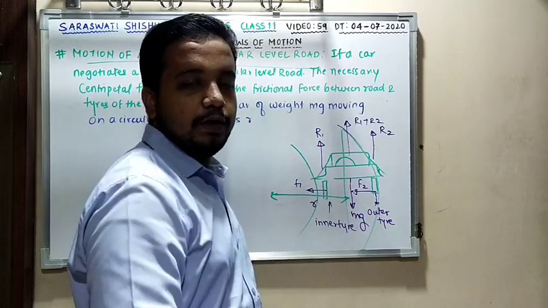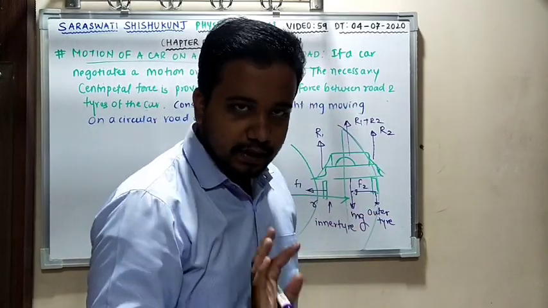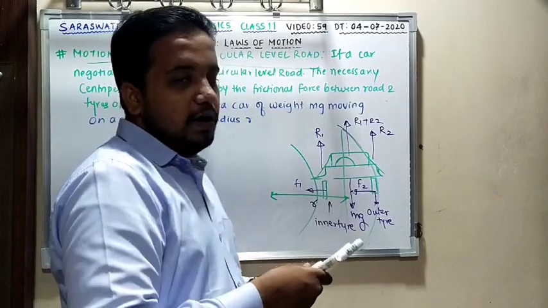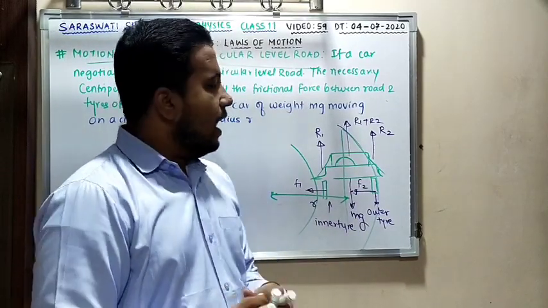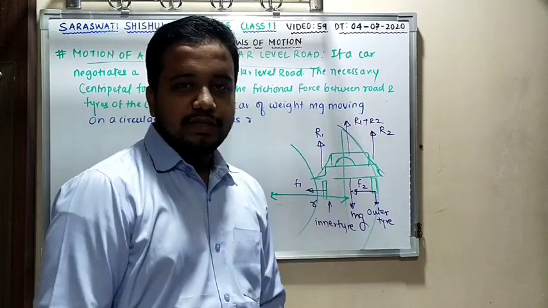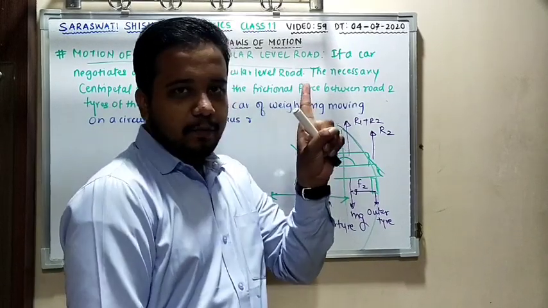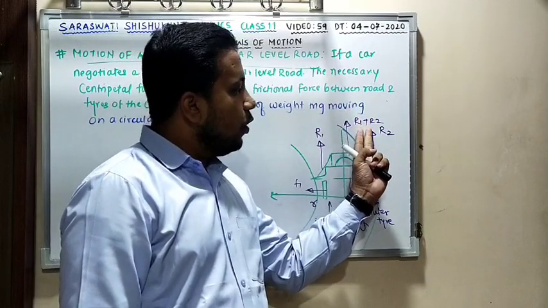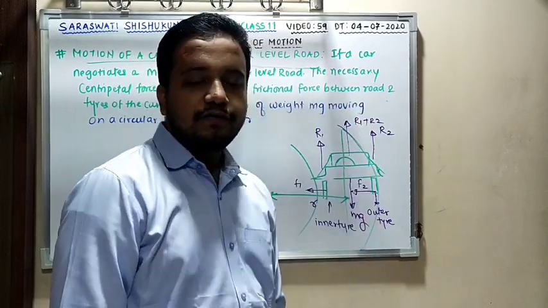Mg, which is going to act downwards. Yes or no? So this is your Mg and this is your R1 plus R2. You will be able to notice one thing over here. R1 plus R2 is equal to Mg. Yes or no? R1 plus R2 is upward, Mg is downward. So you can say that the total normal reaction balances the weight of the car.